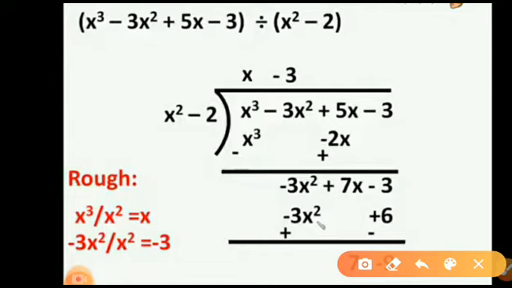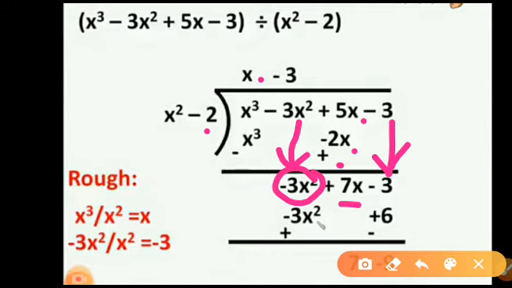So again here minus 3 into minus 2, it is what? Sorry, x into minus 2, it will be minus 2x. Change the sign. This will come as it is, 5x plus 2x. Always remember the second sign operation should be done. So 5x plus 2x is 7x. This minus 3 comes down. So again it will be 3x square divided by x square. So it comes out to be just minus 3. So minus 3 I have to write.